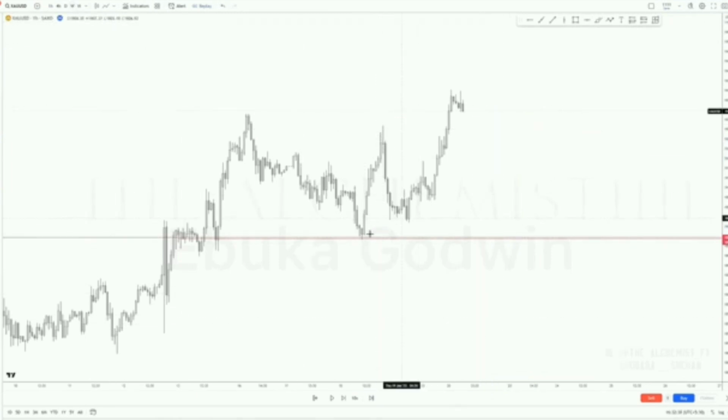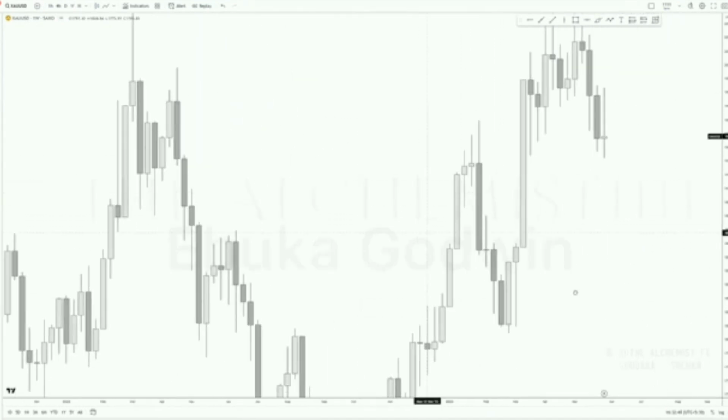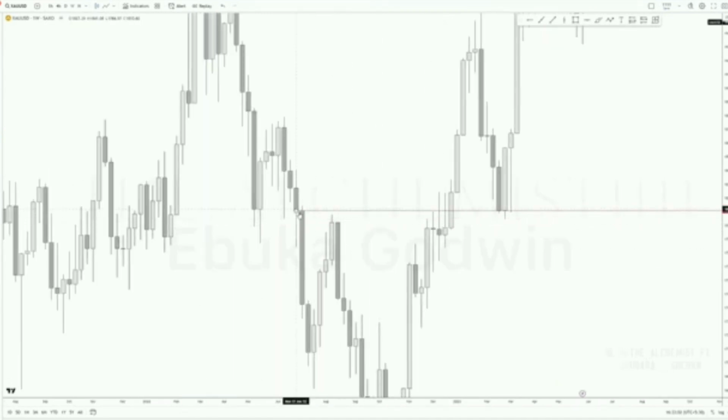Okay, so once you understand this, it gets better and better. Look at this. I'll show you some more. On the weekly, look at this. Even this one, where did this tap into very accurately? Where did this tap into? Open, close. Can you see it? Right here, open, close.